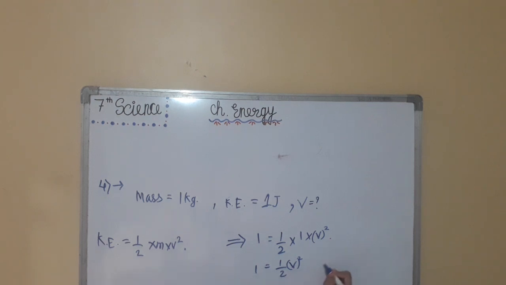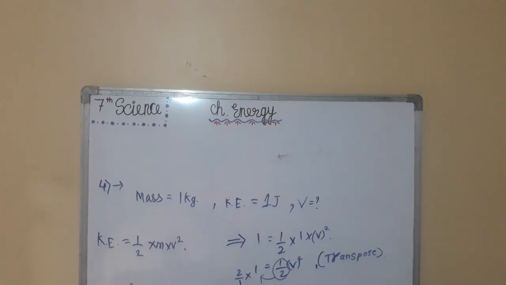So, after the transpose method, velocity square will be equal to 2. After shifting half to this side, it is divided by 1 by 2, and this side will become multiplication and reciprocal, 2 by 1. 2 into 1 will be 2 upon 1 as it is, like 2. Velocity square will be 2.